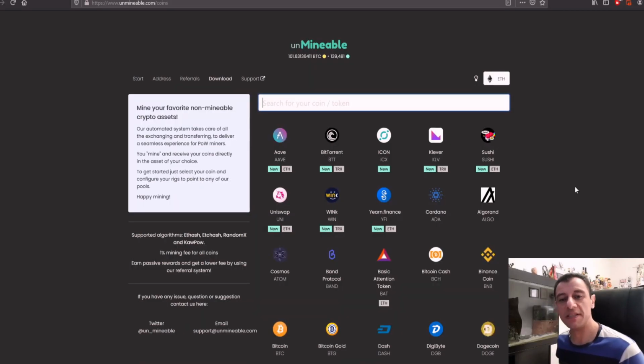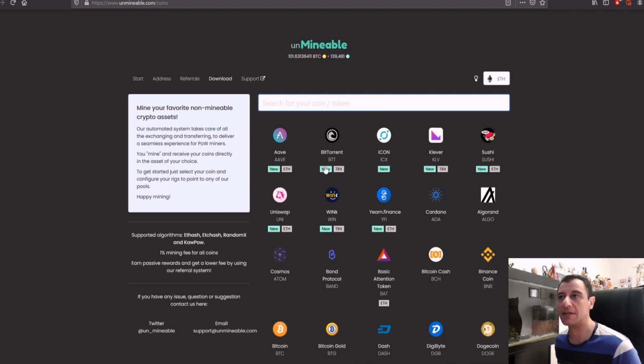Okay, so for this example on mining pool fees, I'm going to take unMineable as the pool. As you may know, unMineable has a pool fee of 1% by default, but you can lower that fee to 0.75% if you use a referral code. I'll put my referral code down below if you'd like to use that to lower your fee.